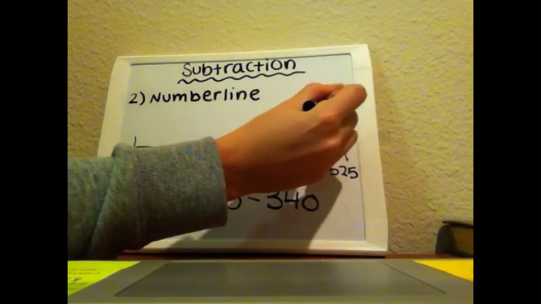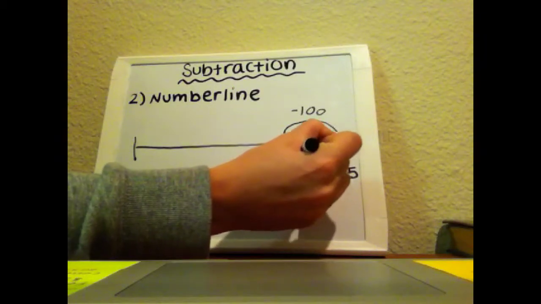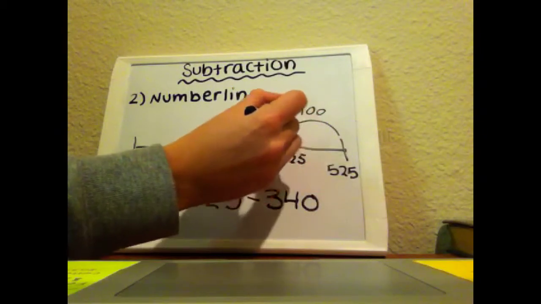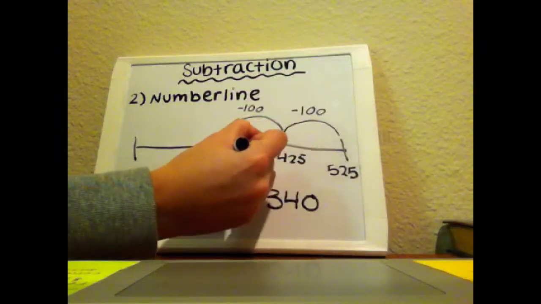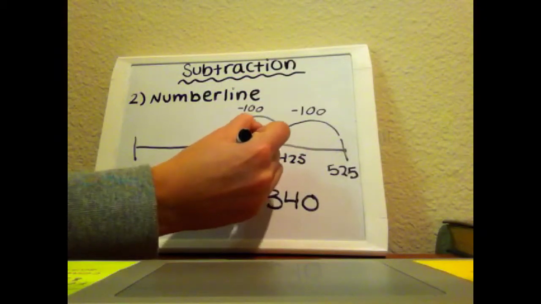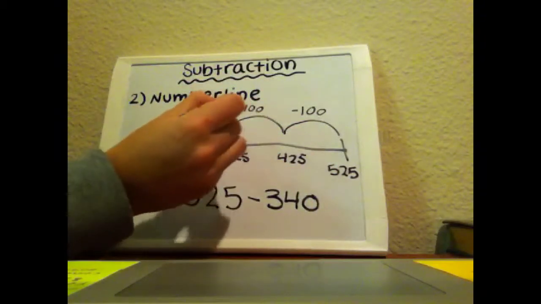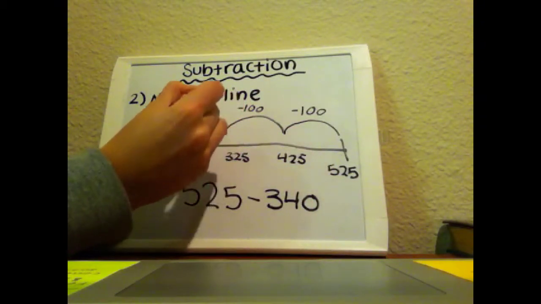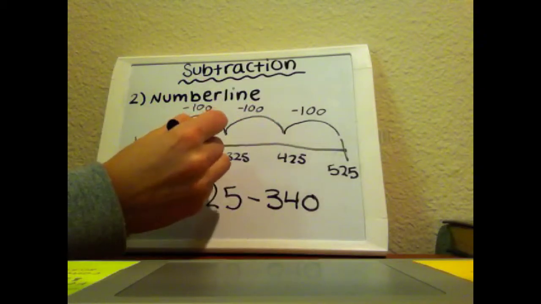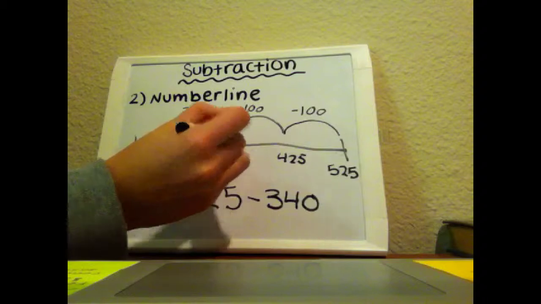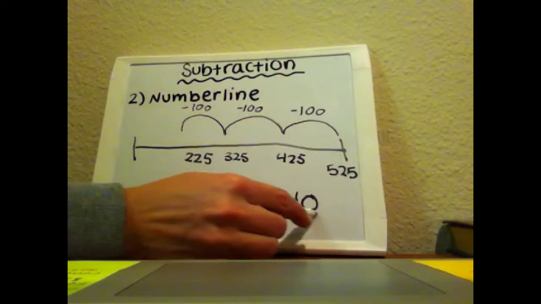So minus 100, that'll bring us to 425. We can take away another 100, which will bring us to 325, and then we can take yet another 100, which will take us to 225. Now we've taken away 300, which means we still have 40 left to take.